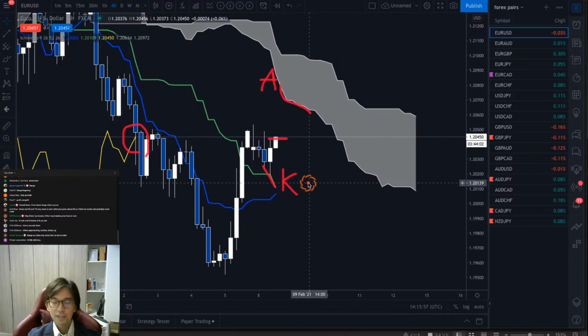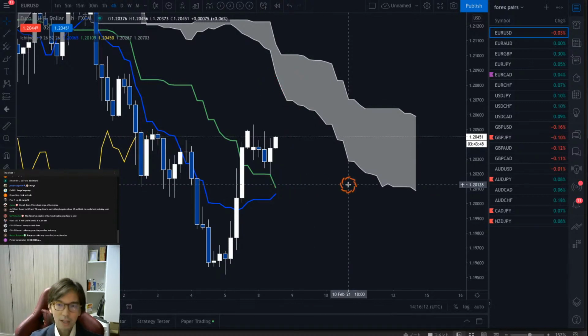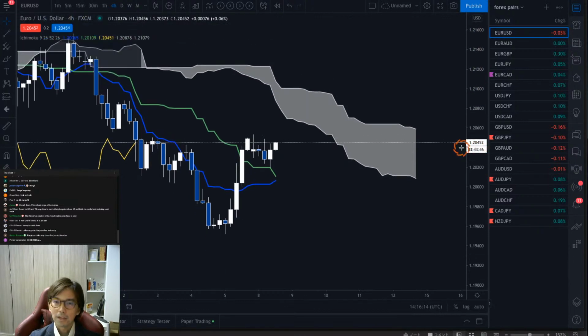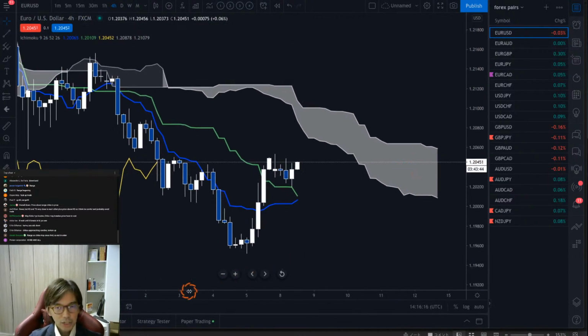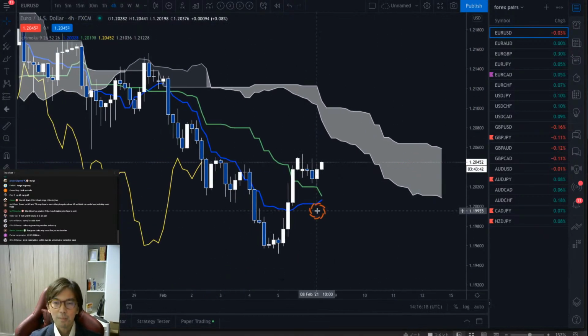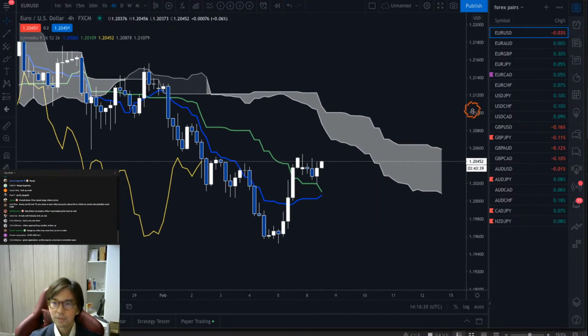So the definition of the range of Ichimoku is totally different from the definition of the range for price action. So that's why I think it's kind of tricky to understand the concept. But basically, Ichimoku is also translated from the price action, but it's in a bigger picture, Ichimoku.